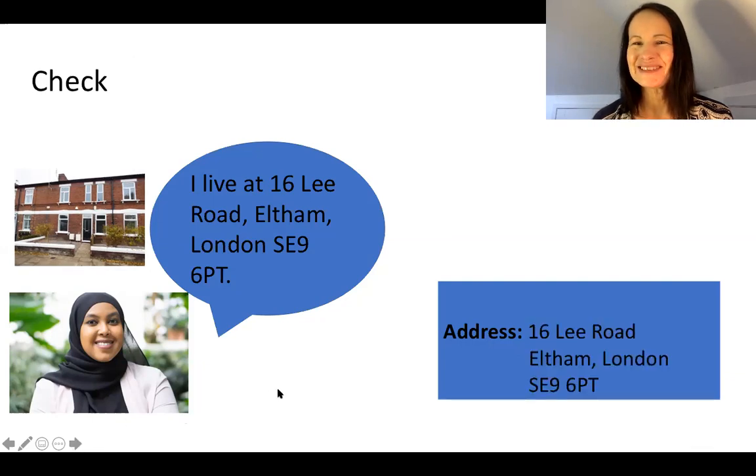How did you do? So her address is number 16. This is her door number. Lee Road. This is the name of her road or street. Eltham. This is the town that she lives in. London. This is the city. SE9 6PT is her postcode.